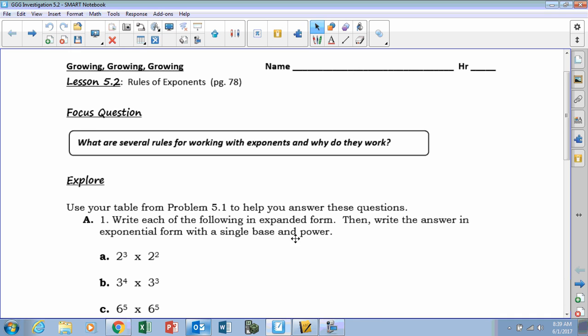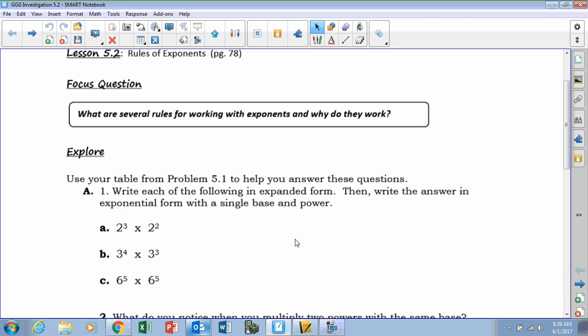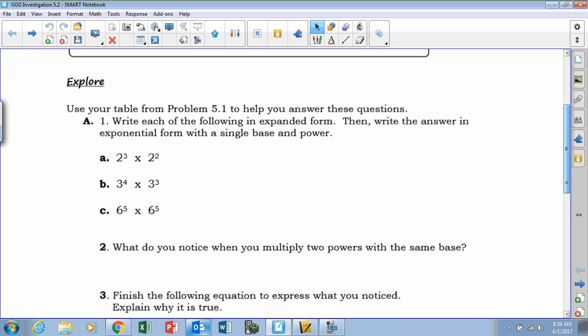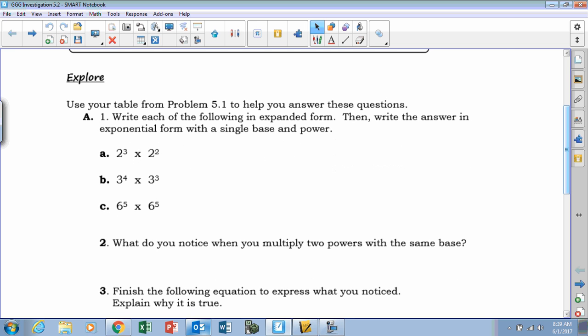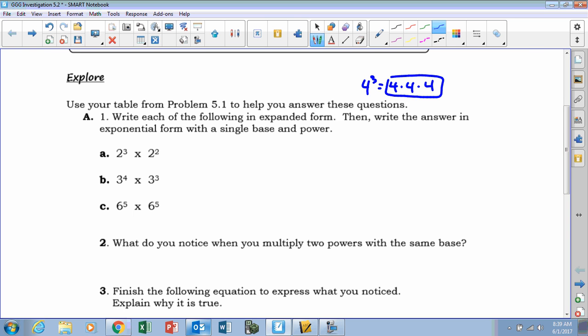All right, well, if you notice it says in your table in 5-1, the only thing with that is we skipped 5-1, so we're going to kind of work on this. It says write each of the following in expanded form. Expanded form is when you write something out, like if you have 4 to the third power, that's saying 4 times 4 times 4. So this part here is what we call expanded form.